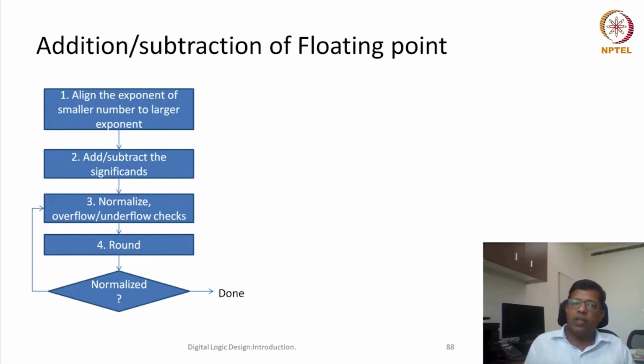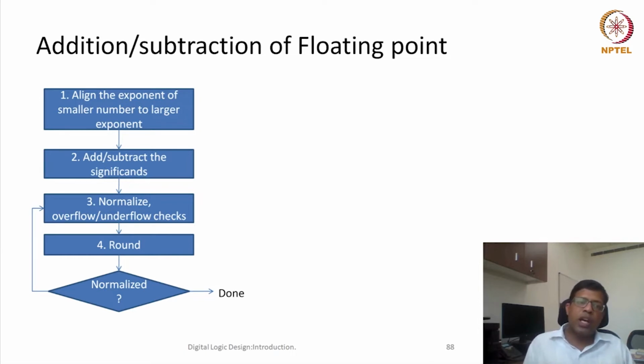Third thing, after doing addition or subtraction, we again have to normalize. Normalize means we have to represent the number in the standard scientific notation. In standard scientific notation there has to be only one non-zero digit, that means 1, before the decimal point, and after that any number of zeros or ones can be there. If something is required for rounding, that would be done in step 4.